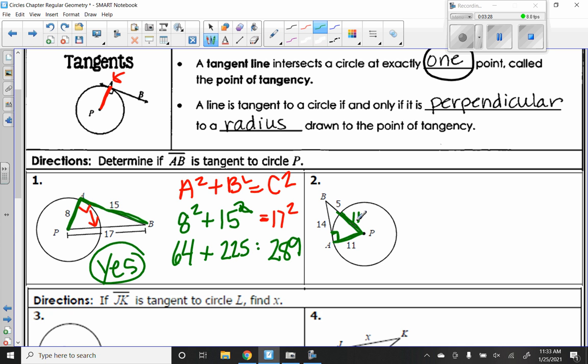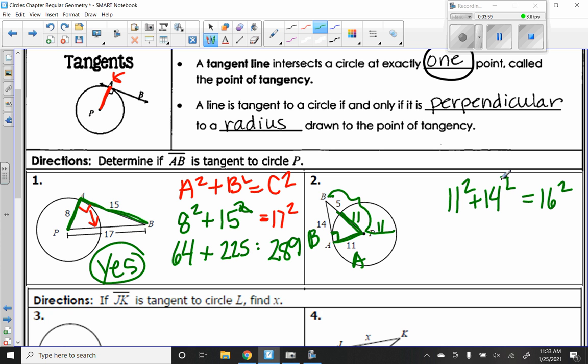Every radius is 11 on this circle. So if I had another one out here, it'd be 11. So your C is going to be the sum of that. So C is going to be 16 here. So you've got to catch it when it does that on these pictures. A is 11 and B is 14. So 11 squared plus 14 squared.